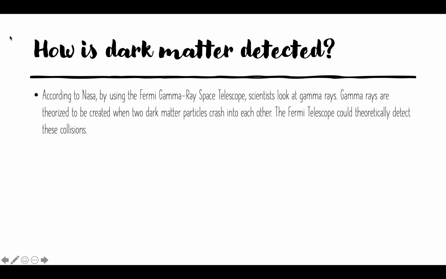So, if these telescopes pick up on gamma rays, since it's thought that gamma rays are made by two dark matter particles crashing into each other, then if there are gamma rays, this could lead to the existence of dark matter.